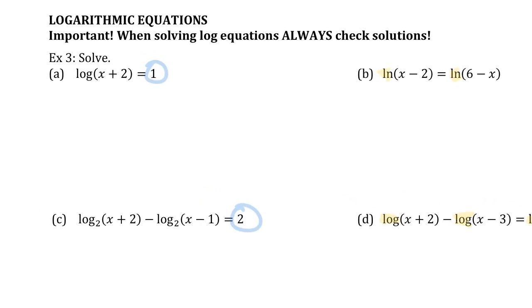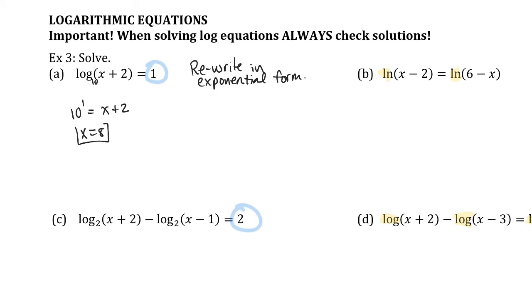Now, if you have a constant term, your process is going to be to rewrite in exponential form. Remember, if there's no base, then that is actually base 10. Exponential form tells us that the base to the power of 1 is equal to the argument. Then we can just solve that, subtracting 2 from both sides. We get that x is equal to 8. And then just do a quick double check to make sure that actually makes sense.